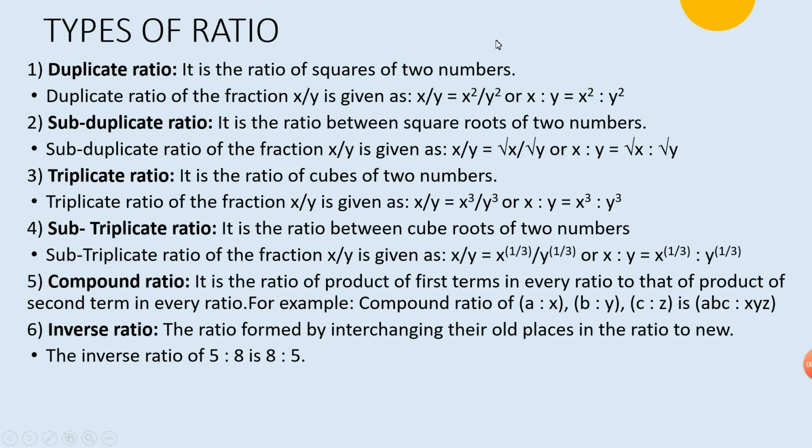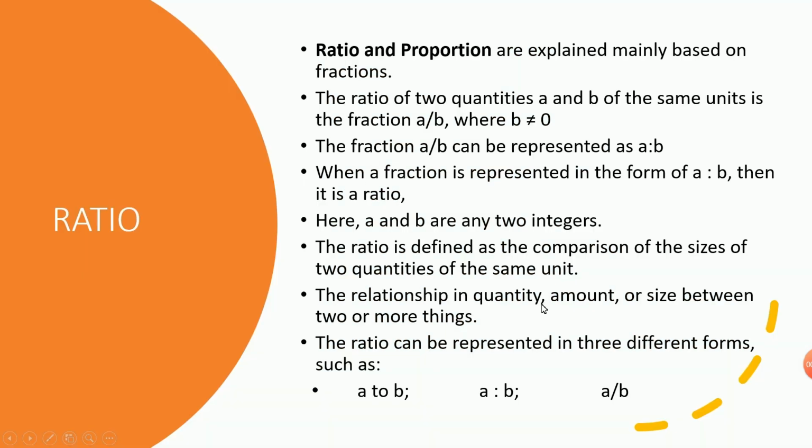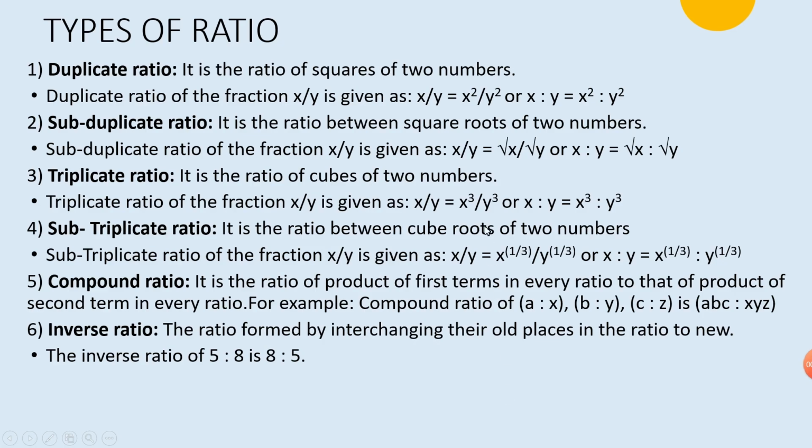Types of ratio. Ratio has totally 6 types. The first one is duplicate ratio, the second is subduplicate. Duplicate ratio is the ratio of squares of two numbers. So if A is to B, then this would be A square by B square. This could be written in either format. What is subduplicate? Instead of squaring, you are taking the square root. So it is the ratio between the square roots of two numbers.